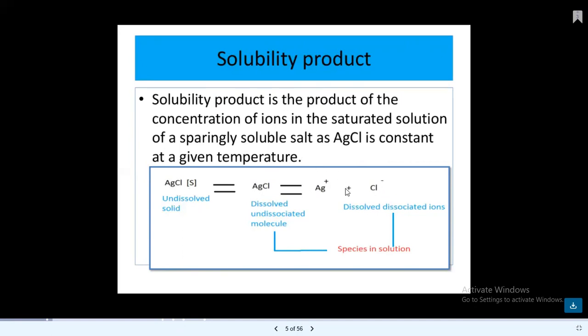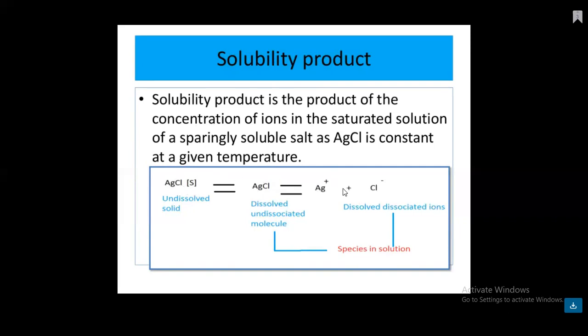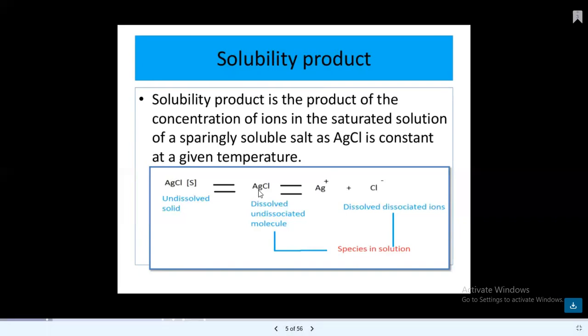So it depends upon the concentration of the ionic form, silver and chloride, and secondly the undissolved solid form. The concentration of AgCl depends upon both of these, the undissolved and the dissolved, dissociated forms of silver chloride. Okay, the direction in which the formation will move depends upon the undissociated and dissociated forms of the silver chloride.